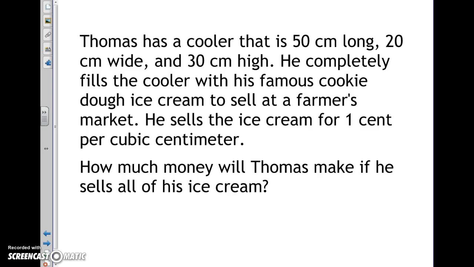So, as always, when we're looking at word problems, the very first thing that we need to focus on is, on what? Right, the question. The question here is how much money will Thomas make if he sells all of his ice cream? So we know that the answer is going to be in the form of a dollar amount, and that it's going to depend on how much ice cream he's selling. If he sells all of it, how much is all of it? So that means we're going to need to figure out the total volume of that cooler because the cooler is filled with his ice cream.